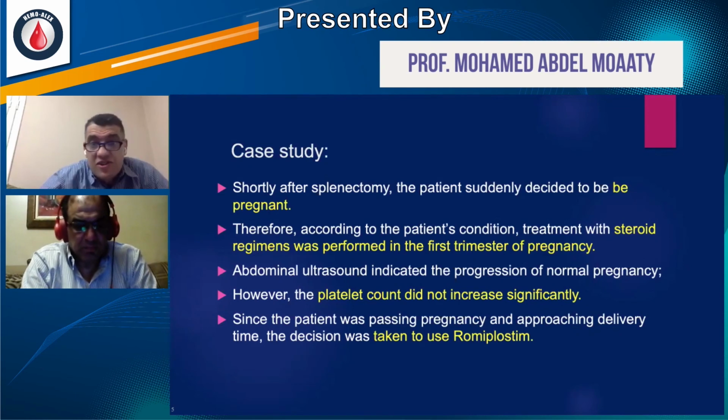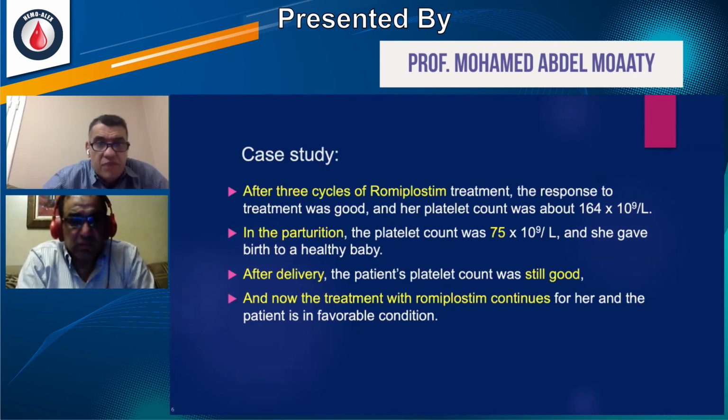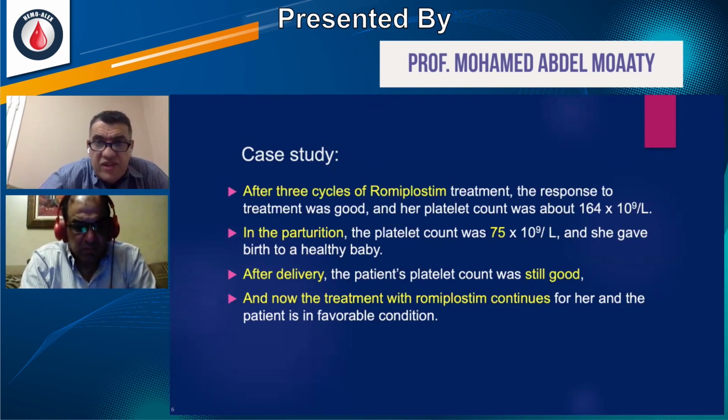According to the patient's condition, treatment with steroids was given in the first trimester of pregnancy. Abdominal ultrasound indicated normal progression of the pregnancy. However, the platelet count did not increase significantly, and since the patient was approaching delivery, the decision was taken to use romiplostim. After 3 cycles of romiplostim over 3 weeks, the response to treatment was good, and her platelet count was about 164. At delivery, the platelet count was 75, and she gave birth to a healthy baby by vaginal delivery.